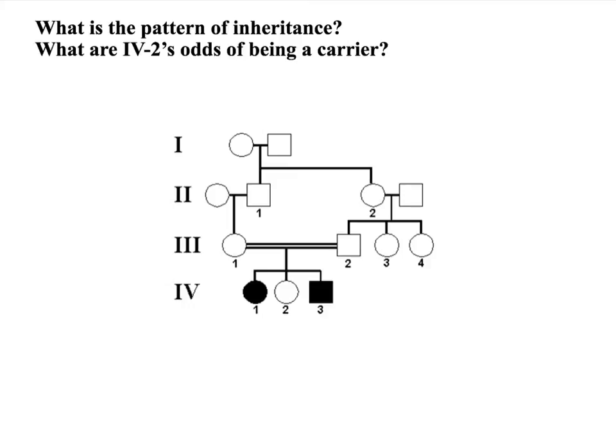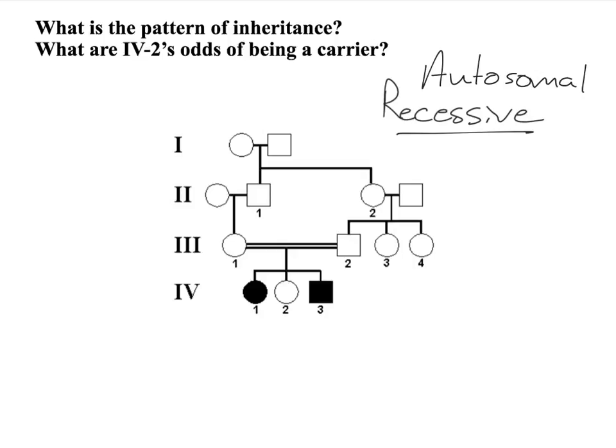All right, so what is the pattern of inheritance that we're looking at here? Well, I hope you notice that it has skipped generations, so we're probably looking at something that's recessive, right? You have equal boys and girls getting the disease. So here we're going to call it autosomal. So autosomal recessive disease.